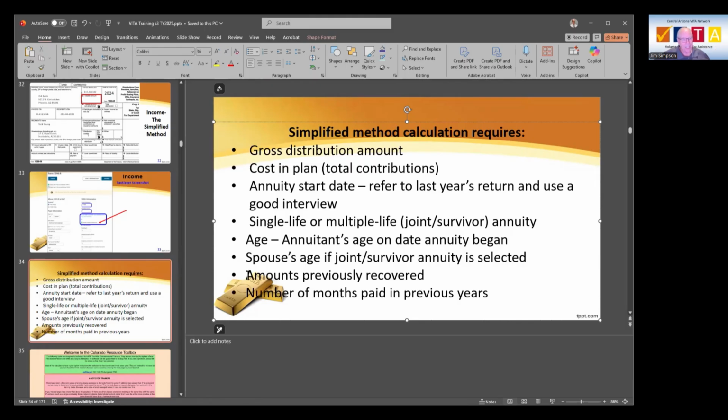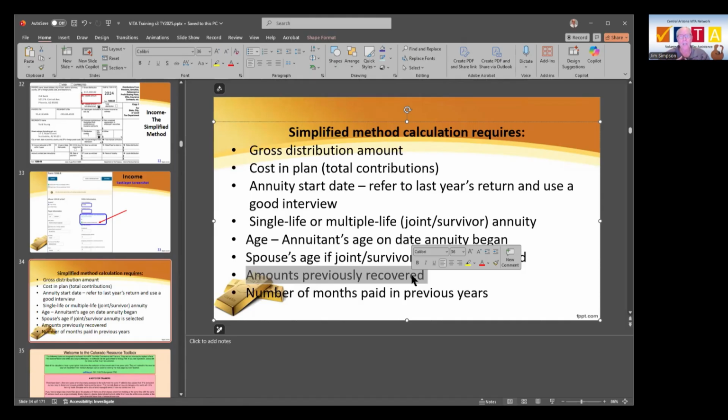And then, see, here's where it gets a little bit complicated. In TaxSlayer, you need to know the amounts previously recovered, meaning they put in contributions, and now every year a portion of it's taxable. So the portion that is not taxable is a recovering of their after-tax contributions. Does that make sense? Okay. In other words, they're getting a portion of their own money back that they've already paid tax on.